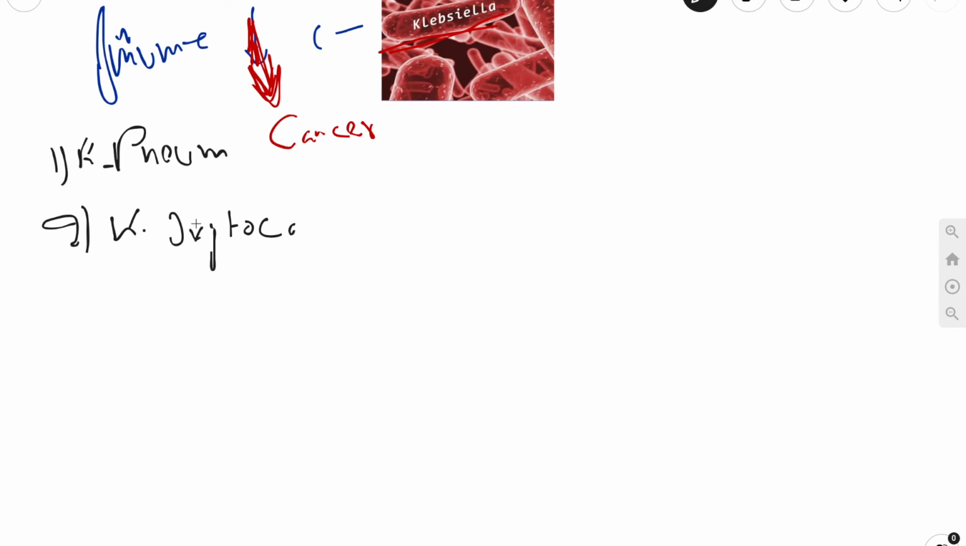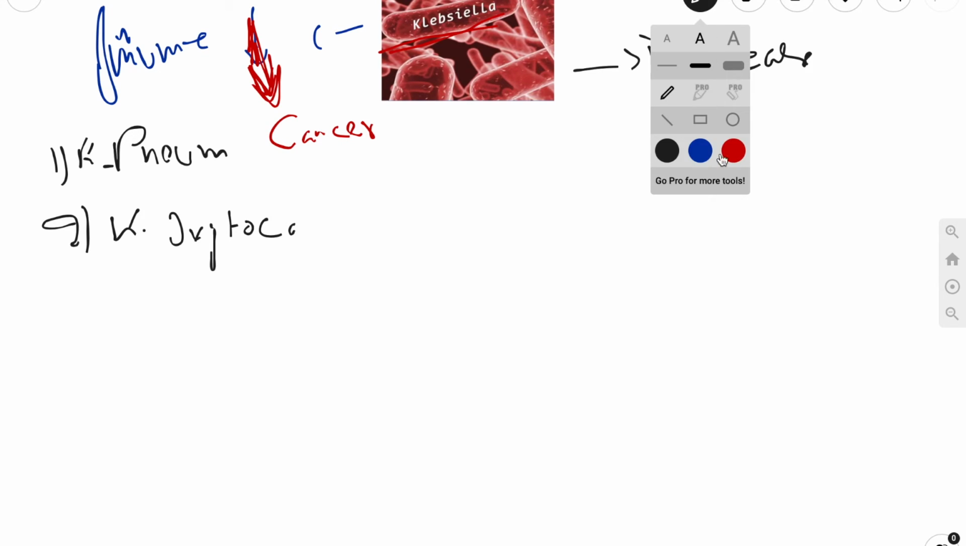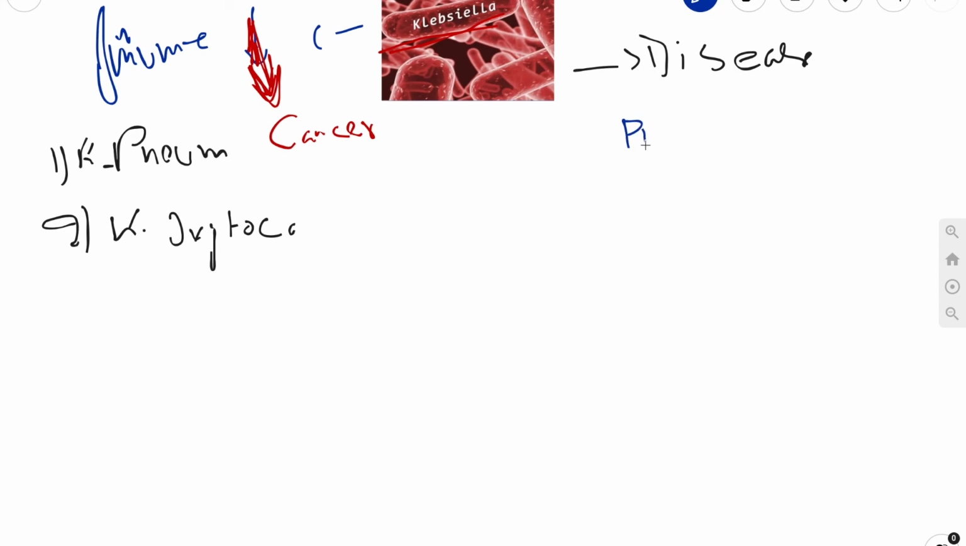So Klebsiella pneumoniae can also cause other infections. For example, it might give you pneumonia or urinary tract infections. If I talk about the other diseases related to Klebsiella, let me write them down here. It can cause pneumonia, which I have already mentioned. The first one is pneumonia. The second leading cause is urinary tract infections, UTI.